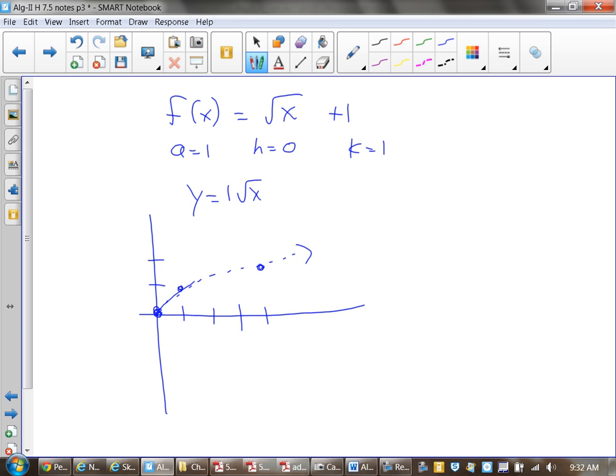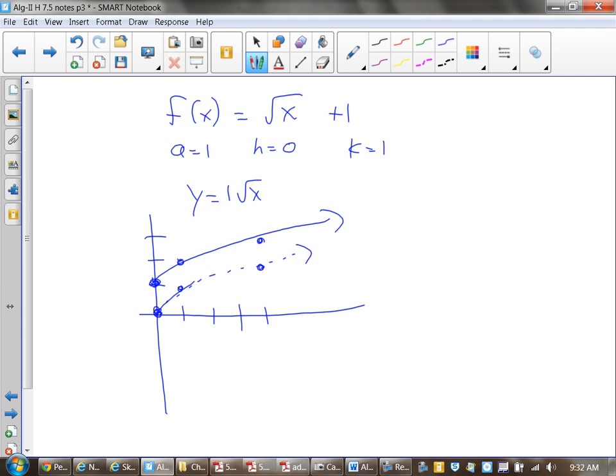So from there, I take those 3 points and I shift them all up 1. And there's my new graph. And that's it. Remember, the dotted line represents your A root something. The solid line is going to be your shift. Okay? The solid line will represent your shift.